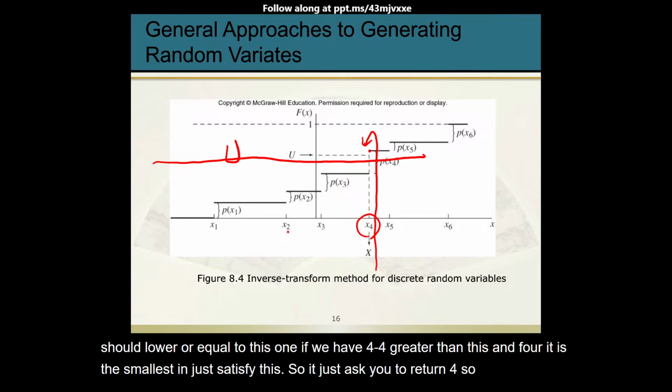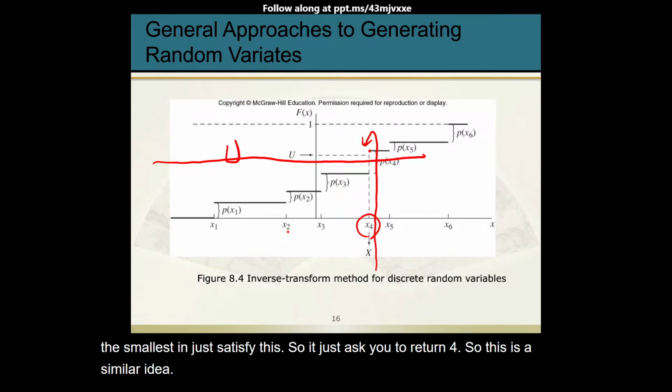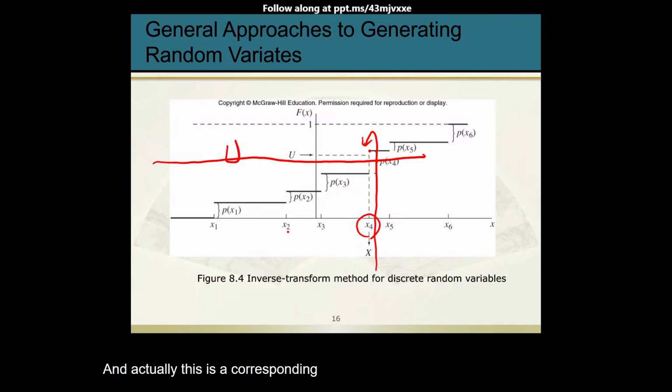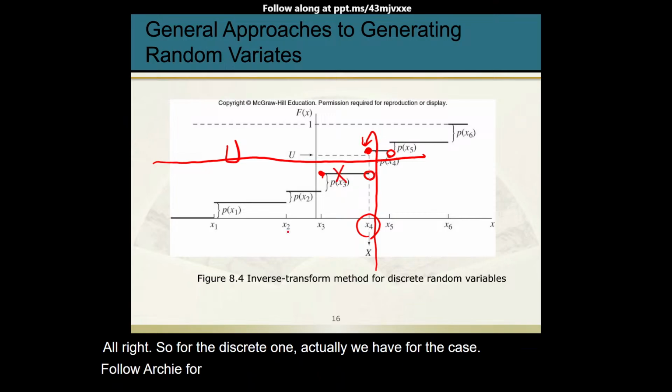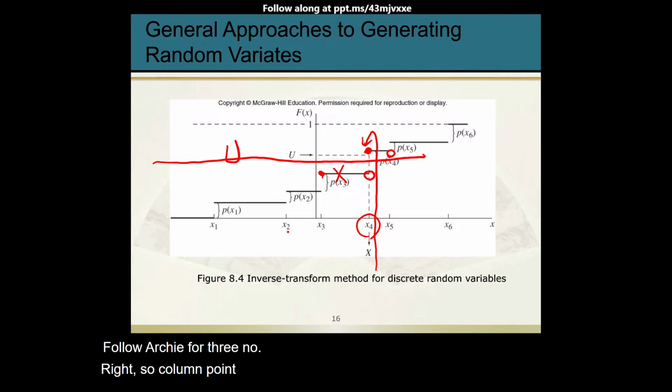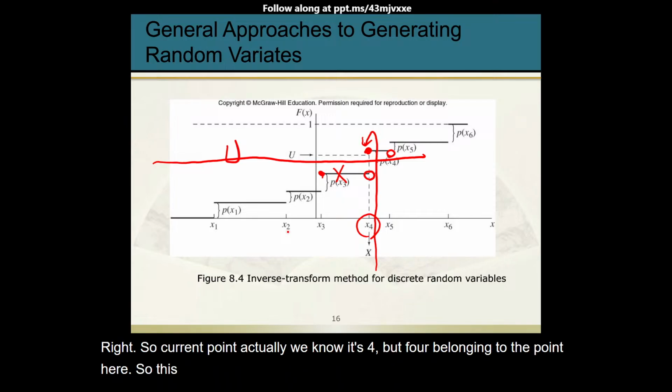So this is a similar idea. We have a cut here, and this is the corresponding value 4. For the discrete one, actually, for 3, no. Right? So the current point, we know it's 4, but 4 belongs to the point here. So this one is not 4. In fact, this one is 4. So 4 greater than this is the smallest one.